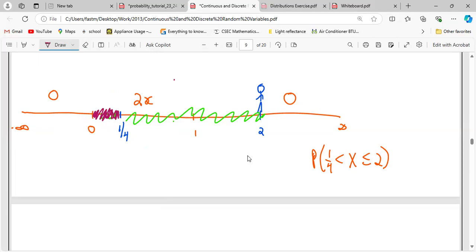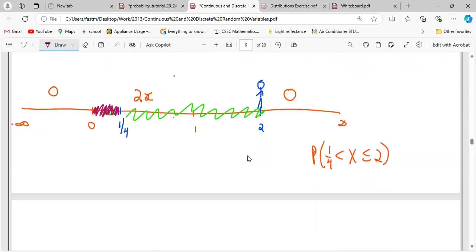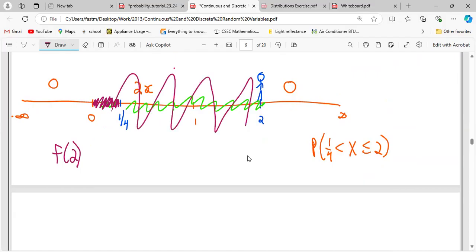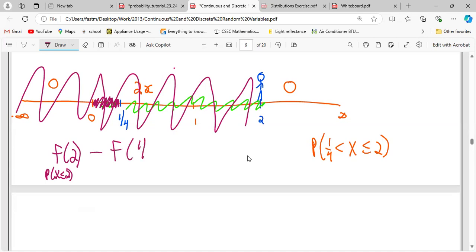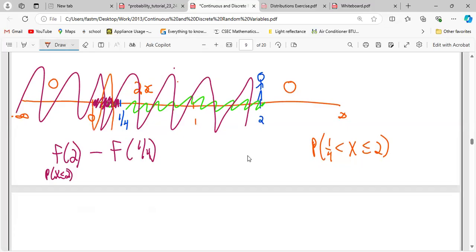Because remember 2, if you go back to the graph, plots here, which is 1. Yeah, so all you will do is, we could say F of 2. So F of 2 is all of this. Remember, it's everything less than or equal to 2. So I'll write the definition. Subtract F of a quarter, which is everything up in orange. So everything in orange is less than or equal to a quarter.